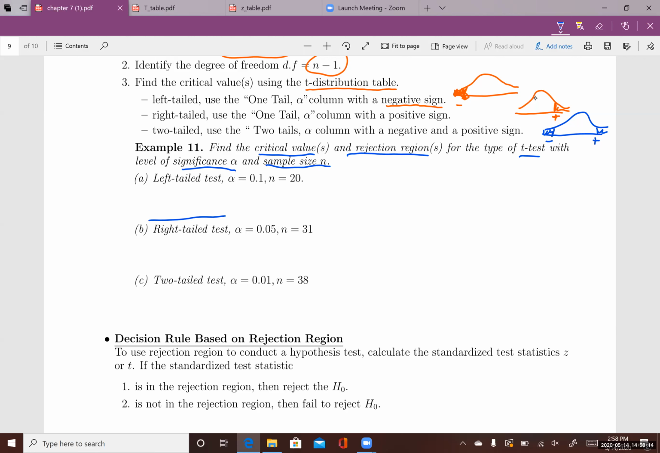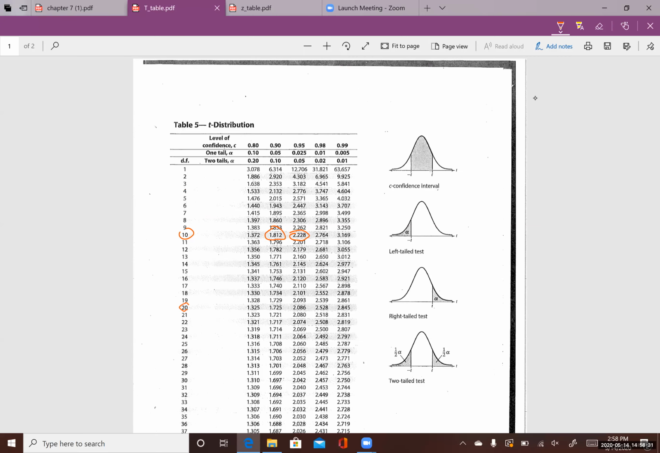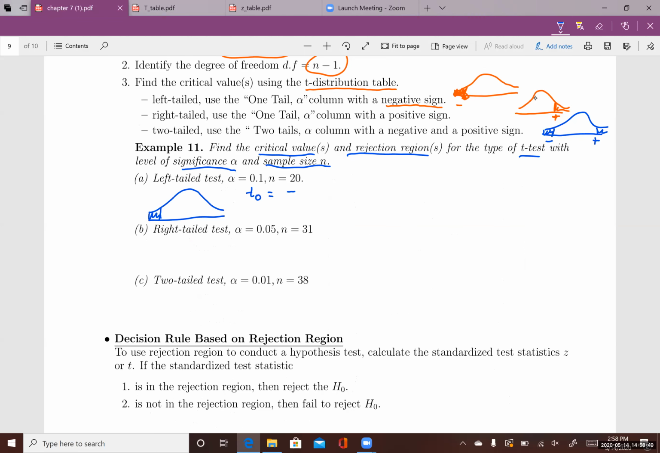Left-tailed test. I know that it has to be on the left and my t critical value should be a negative number, right? And n is 20, that means my degree of freedom is 19. Alpha is 0.1. This is n, so the degree of freedom should be 19. Alpha is 0.1 and it is a left-tailed test, 0.1. So my t critical value is negative 1.328.